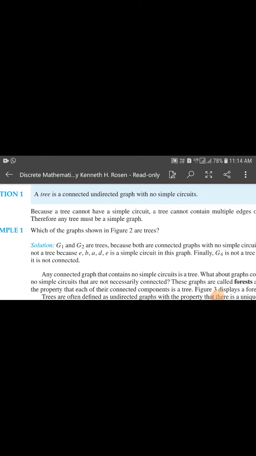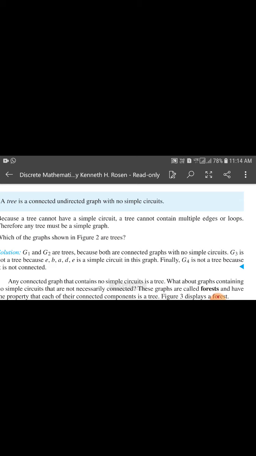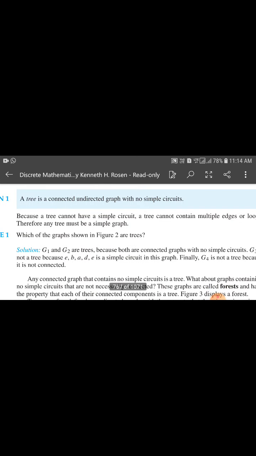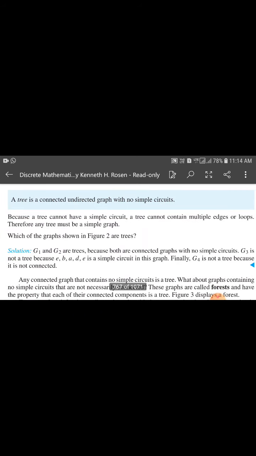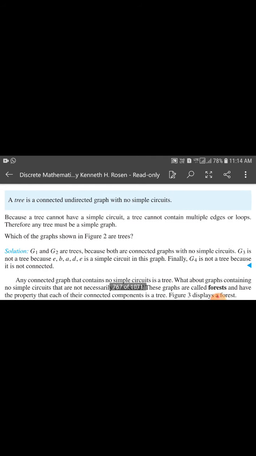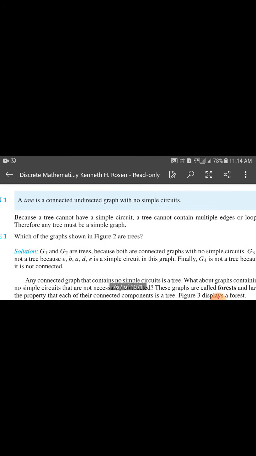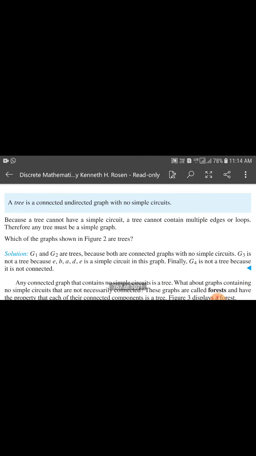Now observe here. A tree cannot have simple circuits, and a tree cannot contain multiple edges or loops. Therefore any tree must be a simple graph. So if a simple circuit or multiple edges or loops are there, we cannot call it a tree. So you have to observe, a tree does not contain circuits, multiple edges and loops.